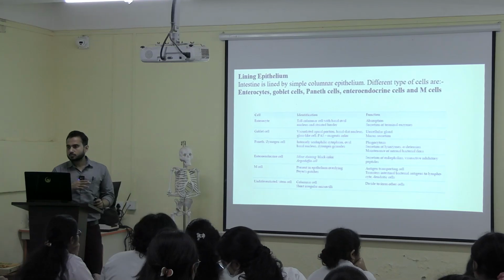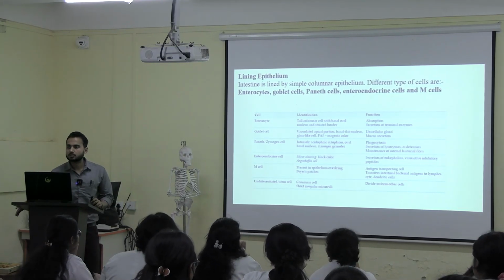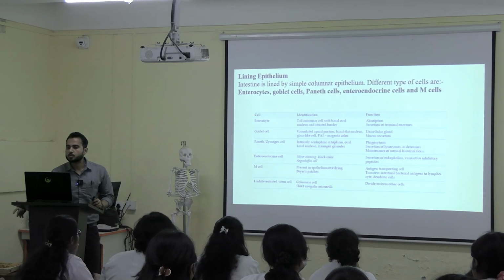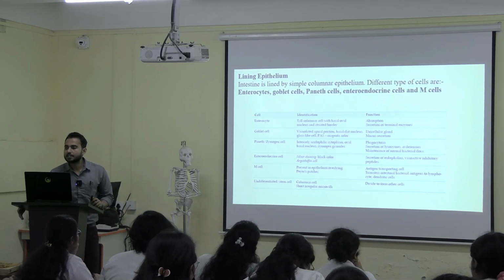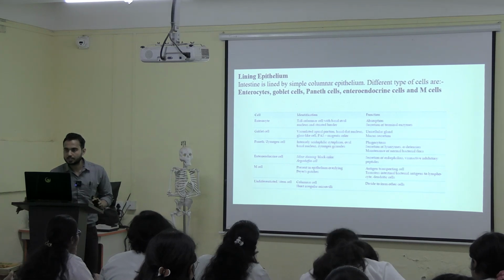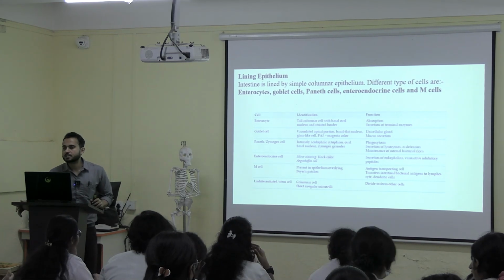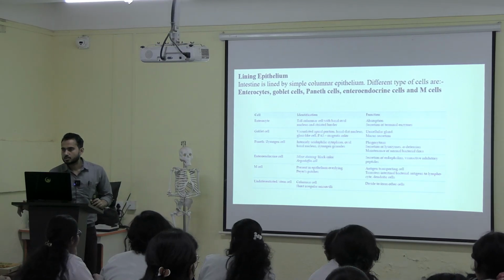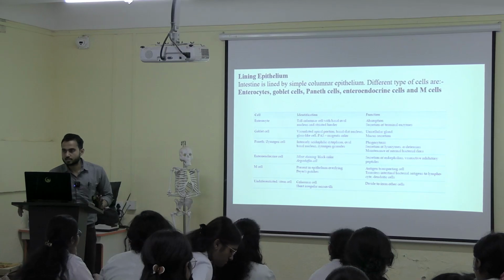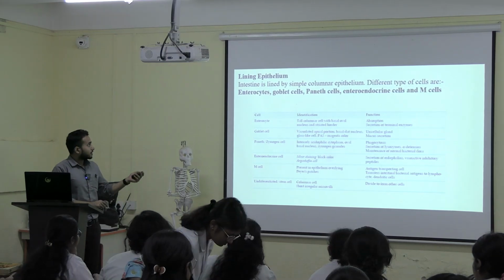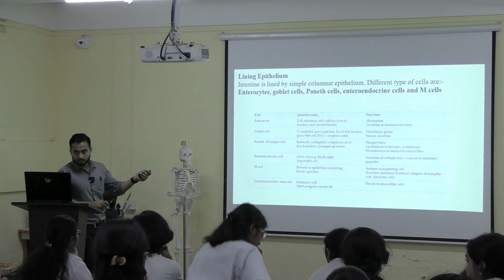Next, I have shown you the layers. Now in those layers, which is the first one? Mucosa. Three layers are there. What is the first one? Lining epithelium. After that, lamina propria. So in lining epithelium, what is present? Simple columnar epithelium. What is the other name? Enterocytes. So the intestine is lined by simple columnar epithelium, also called enterocytes.